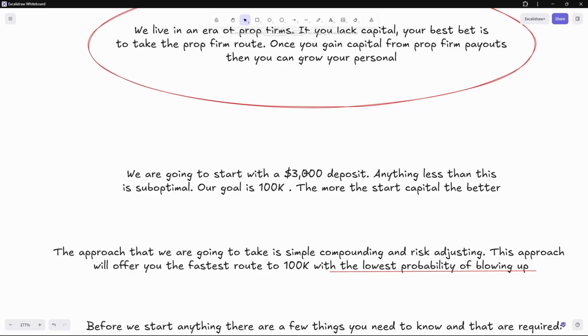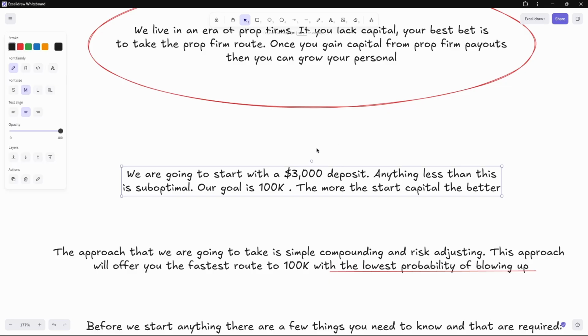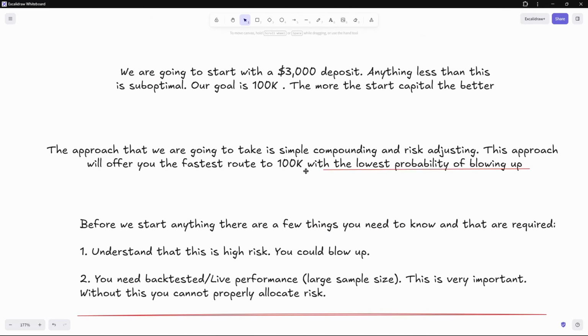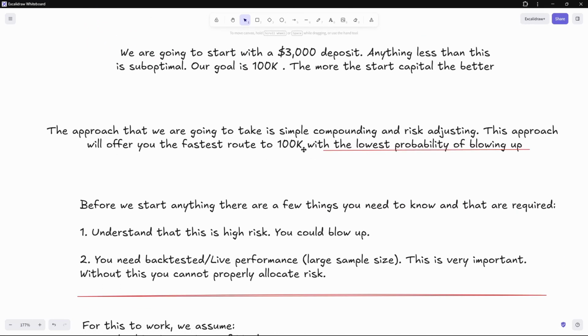And again, if you don't have $3,000, trade prop firms, get payouts until you have enough payouts that you can deposit in a live account to trade. So that is how you can start with this $3,000. So that's the bare minimum, a $3,000 deposit. The approach that we're going to take is simple compounding and risk adjusting.